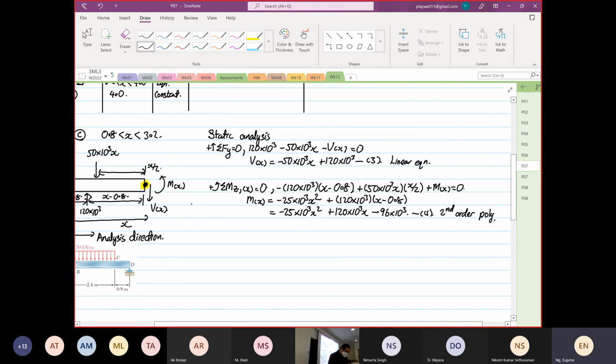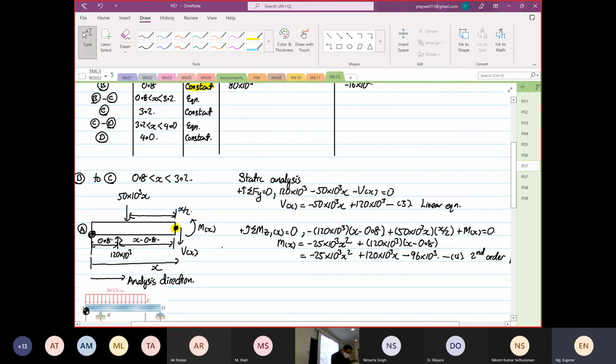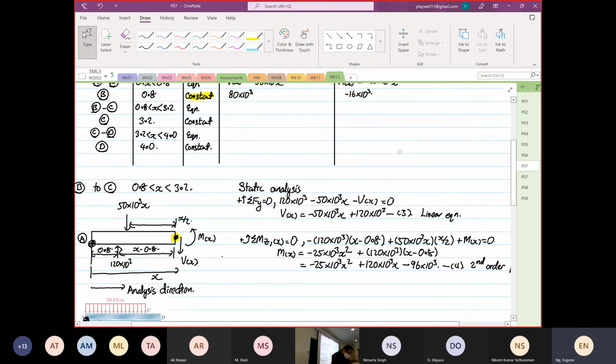So next we fill up our table. So V as a function of x is equal to minus 50 times 10 to the power 3 x plus 120 times 10 to the power 3. Moment as a function of x is equal to minus 25 times 10 to the power 3 x squared plus 120 times 10 to the power 3 x minus 96 times 10 to the power 3. Okay, this is getting boring.